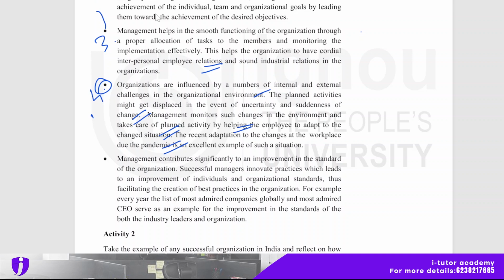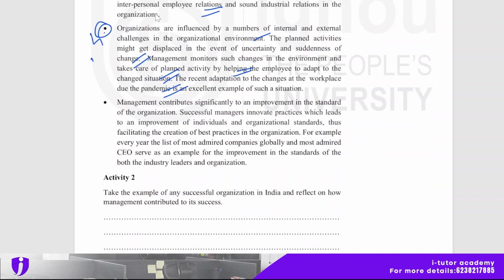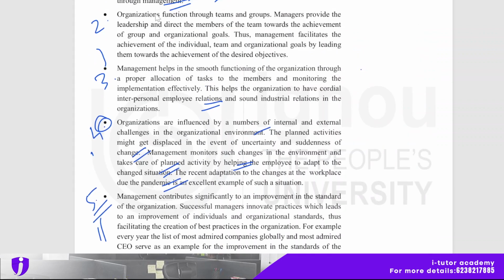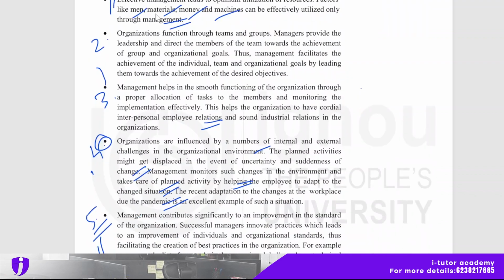And management contributes significantly to improving the standard of the organization. Successful managers innovate practices which lead to an improvement of individual and organizational standards, thus facilitating the creation of best practice in the organization. For example, every year the lists of most admired companies globally and most admired CEOs serve as an example of the improvement in the standard of both the industry leaders and the organization. These are the 5 points on why management is important.